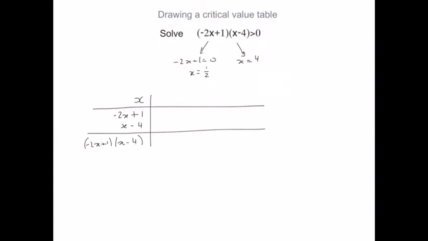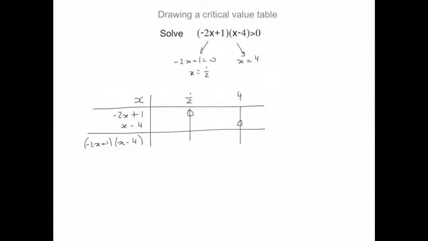In the first row of our critical value table, we will write the important values of x. For us, in this example, it's 1/2 and 4. Below that, we'll write two rows with each one of the two factors, and then in the last row, we have the product of these two factors. So we know that for x = 1/2, the first factor is equal to 0. And when x is 4, the second factor is equal to 0.